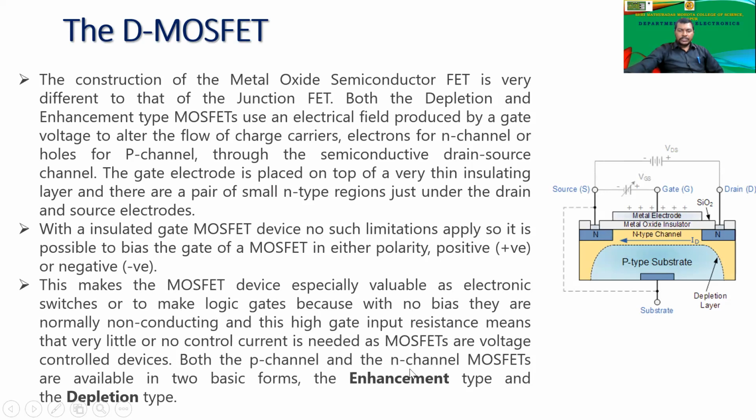Both the P-channel and N-channel MOSFETs are available in two basic forms, the enhancement type and the depletion type. So these do not require any gate source voltage exactly. So we can have both the polarities, positive as well as negative. And these are actually used to prepare logic gates, right? So logic gates can be prepared by this metal oxide semiconductor. We are going to study this in the next paper, that is paper 2, in which we will be deeply studying how gates are being made, right?